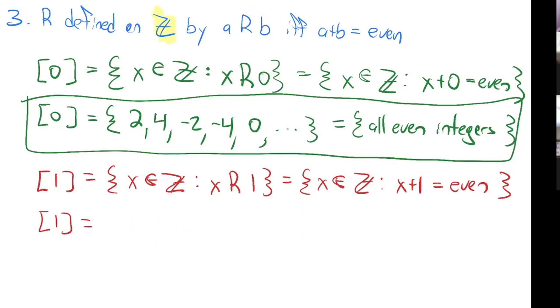So all the even stuff is equivalent to 0. All of the odd stuff, right? So this would be all of the odd integers, since adding any of those things to 1 would wind up with something that is even.